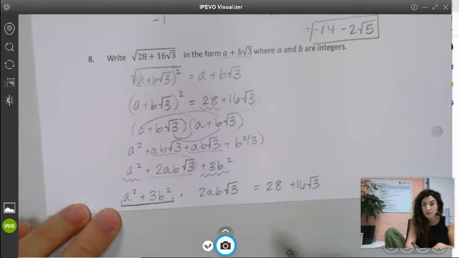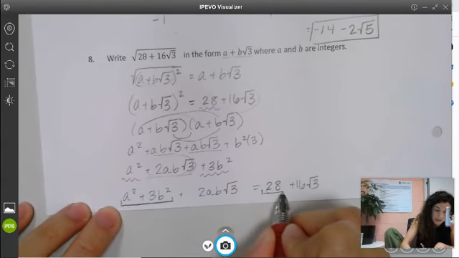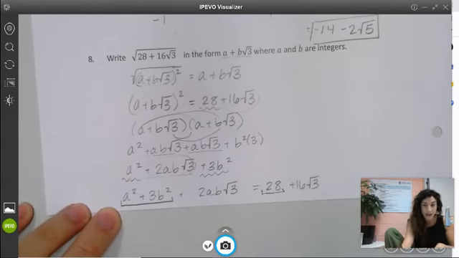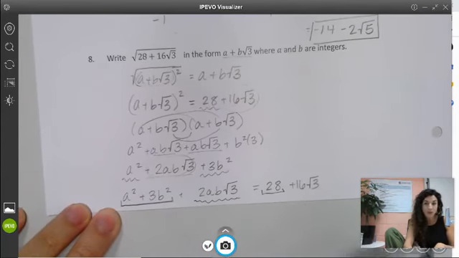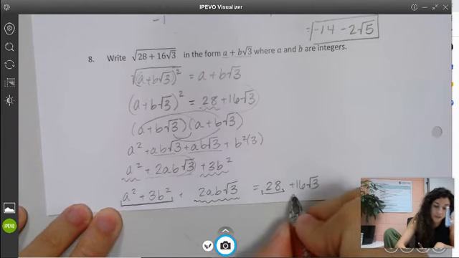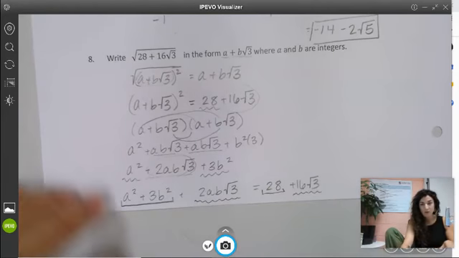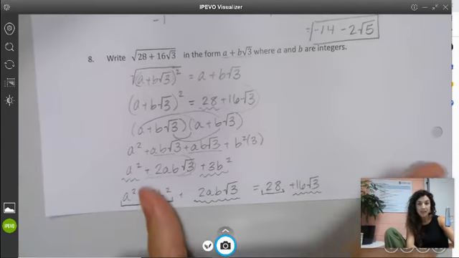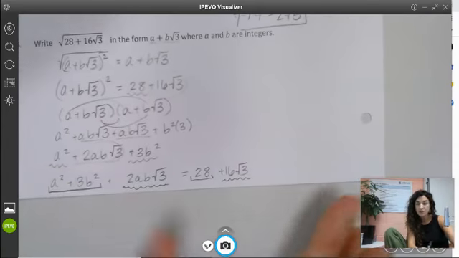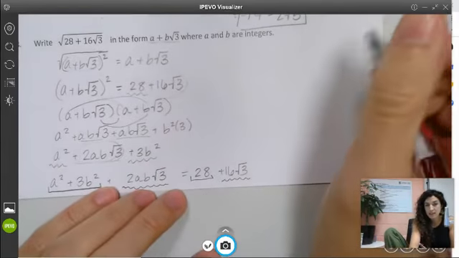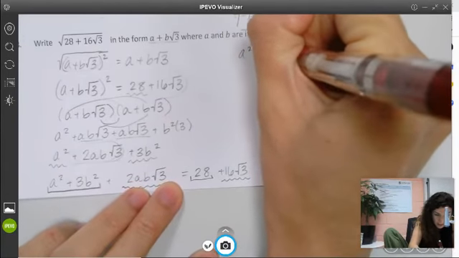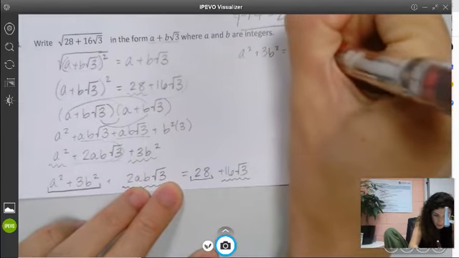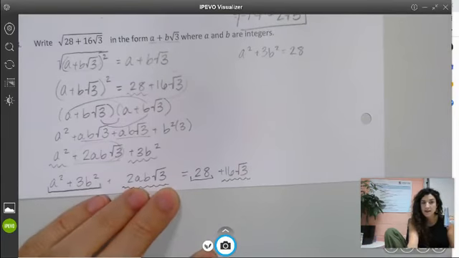So a squared plus 3b squared must be equal to 28. 2ab square root of 3 must be equal to 16 square root of 3. So from this, we can find out what the relationship is here. I know that a squared plus 3b squared must be equal to 28.